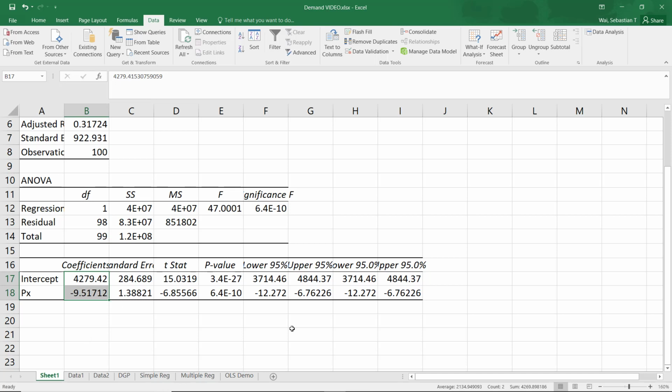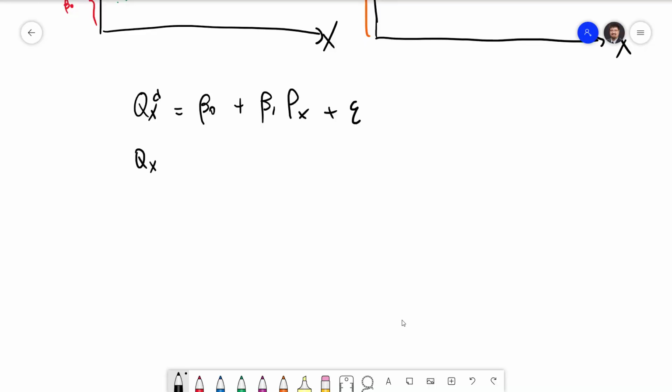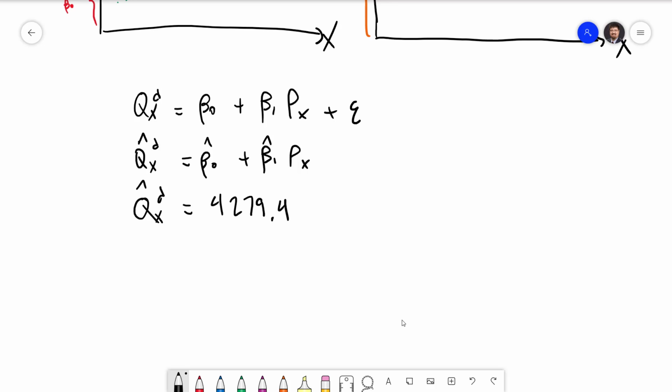What we can do with these numbers is plug them into our estimated equation. Remember that the estimates that we're trying to get are quantity hat equals beta naught hat plus beta 1 hat px. The numbers we got in Excel are our beta hats. So our estimated equation is going to be q hat equals 4,279.4 minus 9.52 px. And this looks like a demand function like we've been used to working with. We could then plug in any price and predict what the quantity demanded would be.